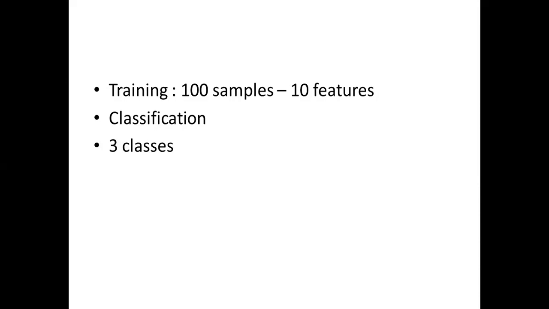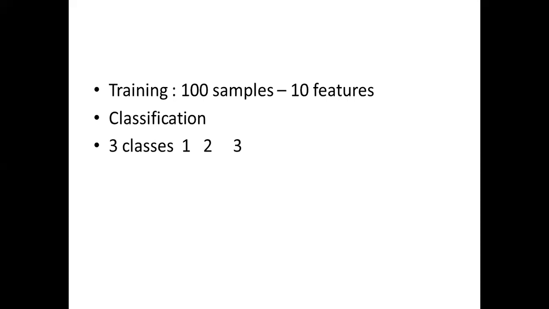Then initially, whenever I'm training on this data, training means that I have not yet built my model. I had not built my model. Here I know that out of these 100 samples, how many belong to the first class, how many belong to the second class, and how many belong to the third class.